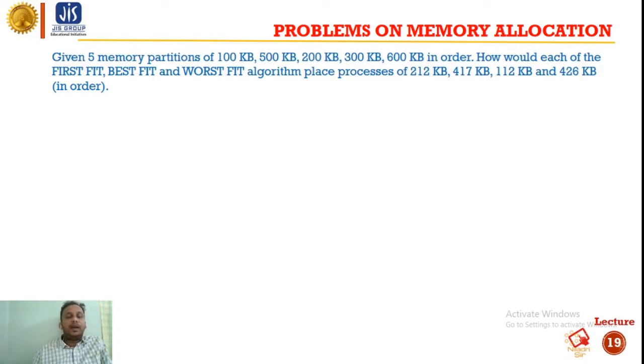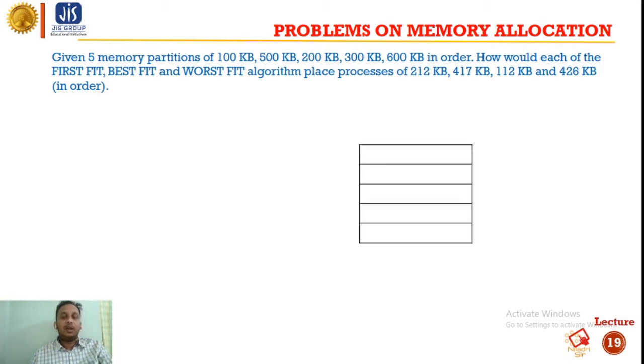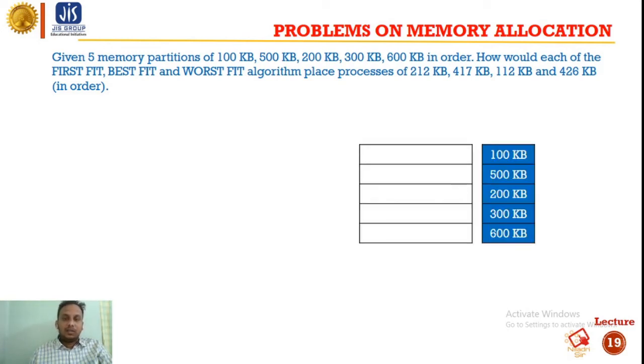Here 5 memory partitions are given: 100 KB, 500 KB, 200 KB, 300 KB, and 600 KB. We have to do the first fit, best fit, and worst fit, and the elements are 212 KB, 417 KB, 112 KB, and 426 KB, all in order. So we have put these holes here: 100, 500, 200, 300, and 600. At first we will do the first fit.